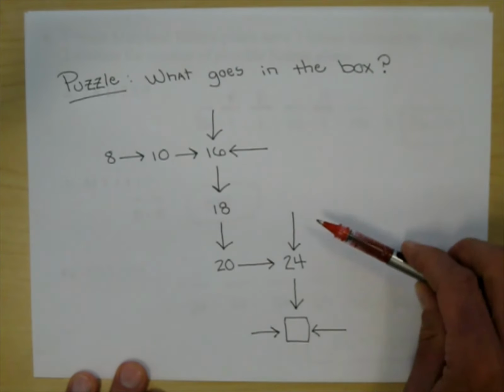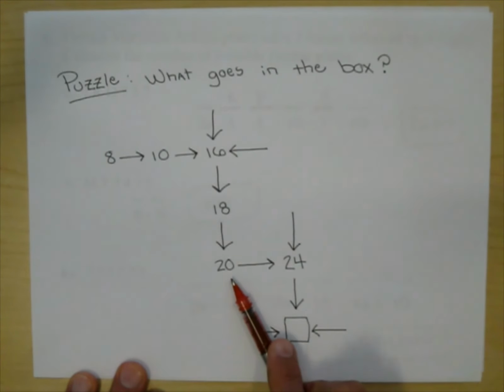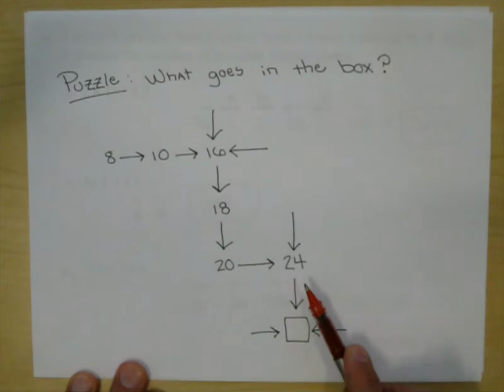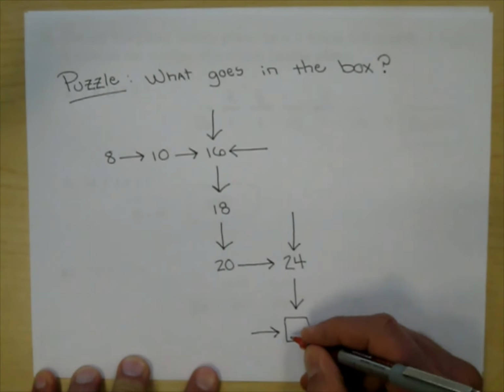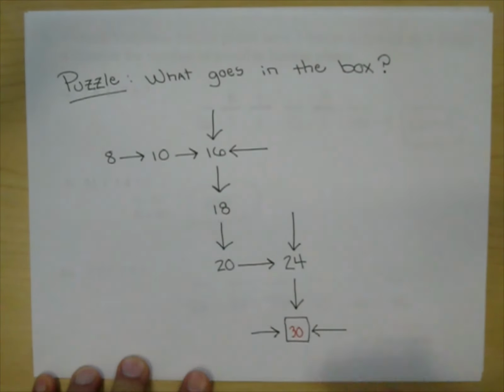We have 2 arrows going into that. So instead of adding just 2, we add 4. And then we have 1, 2, 3. So that's 2, 4, 6. We add 6 to that. This gives us 30. 30 is the answer to the puzzle. So this completes section 6.4.